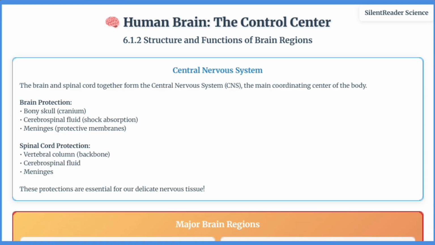Different types of actions, voluntary actions that we consciously control like writing or talking, and involuntary actions that occur automatically like digestion or heartbeat, are controlled by different brain regions working in harmony.